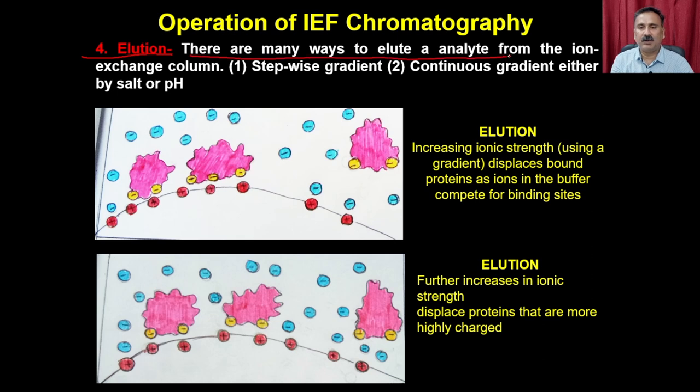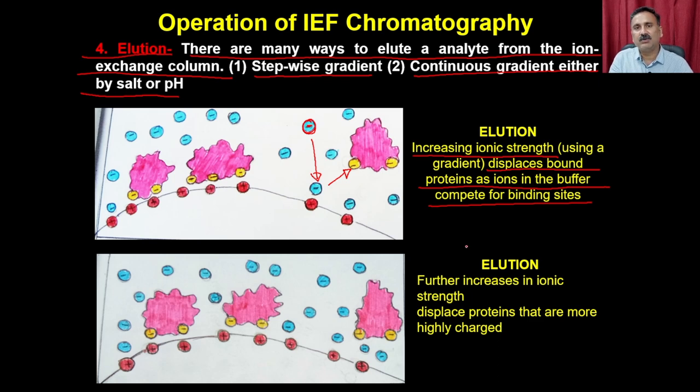There are many ways to elute the analyte from the ion exchange column. You can do a stepwise gradient, or you can do a continuous gradient by the salt or the pH. Elution can be done by increasing the ionic strength using a gradient, displacing the bound protein as ions in the buffer compete with the binding sites. So you can imagine that if I supply more negatively charged ions, they are going to compete for the protein which has negative charge and is binding to the matrix. As a result, there is going to be competition. These negative ions come and bind to the matrix, and the protein which is bound is replaced, and that's how it comes out into the solution.